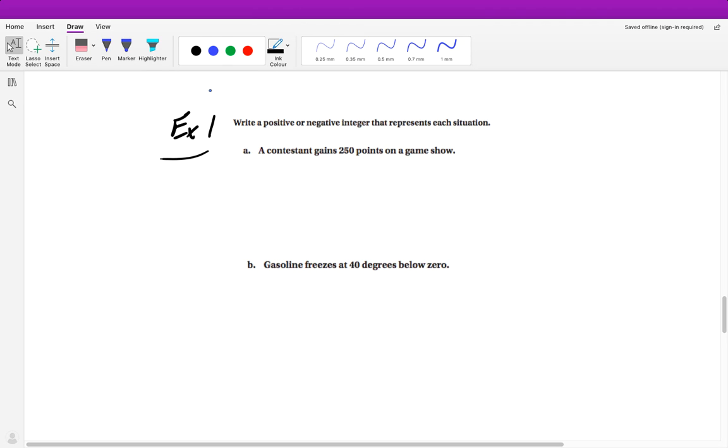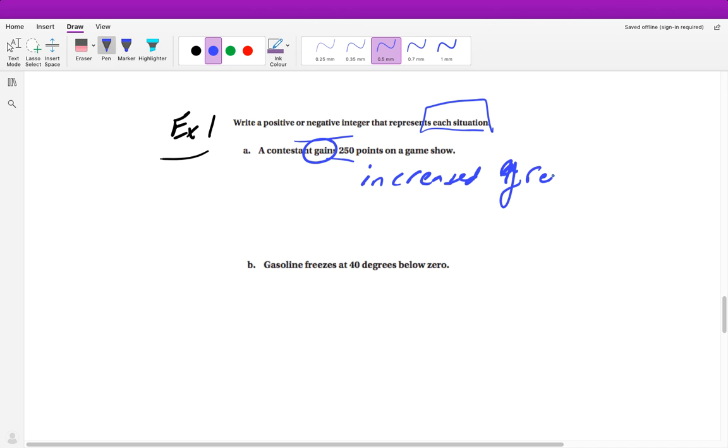All right, so write a positive or negative integer that represents each situation. In this case, it says a contestant gains 250 points on the game show. Well, if they gain 250 points, they earn 250 points. That means that it increased. And whenever we increase, that means it is greater than 0. So that means it is positive. So we can write it as positive 250 or just 250.